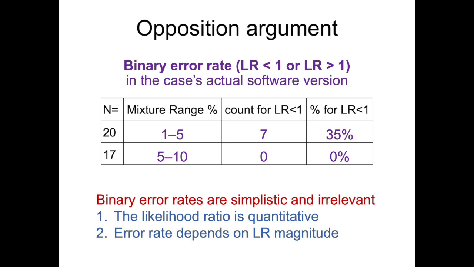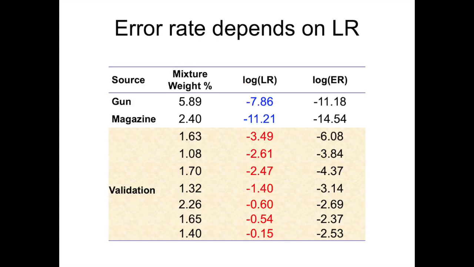However, these binary error rates are simplistic and irrelevant. The likelihood ratio is quantitative. The score is quantitative. You get back a glucose test from the doctor. It doesn't say yes or no. It gives you a number. It's something to think about. What's the score? The same thing with likelihood ratios. The error rate depends on the LR magnitude.